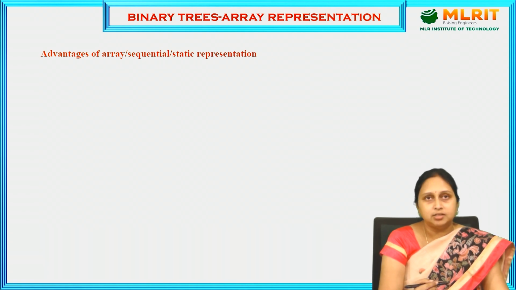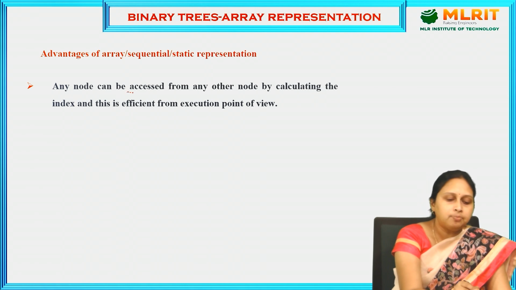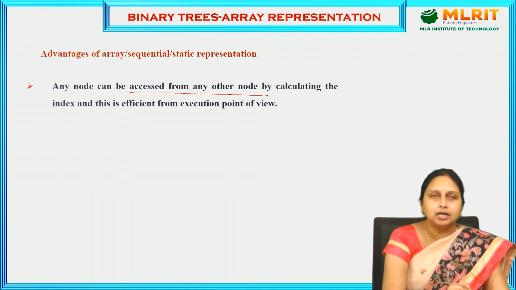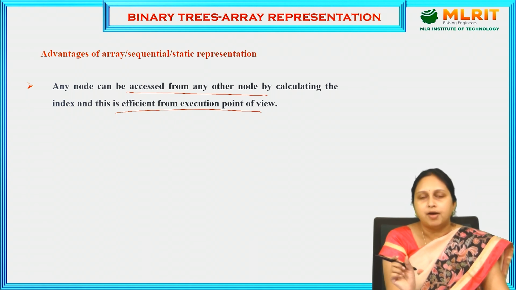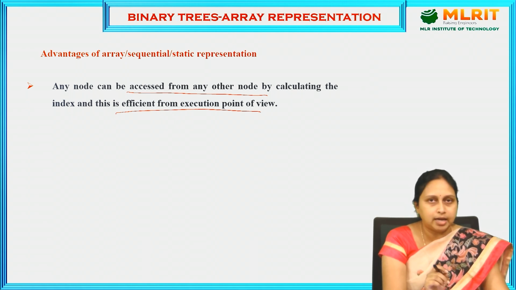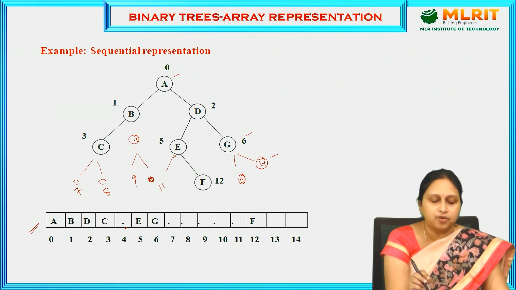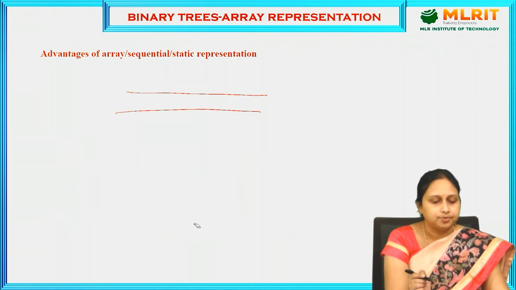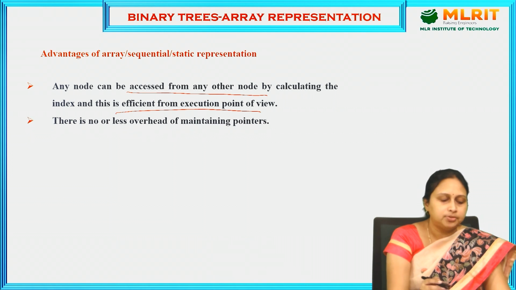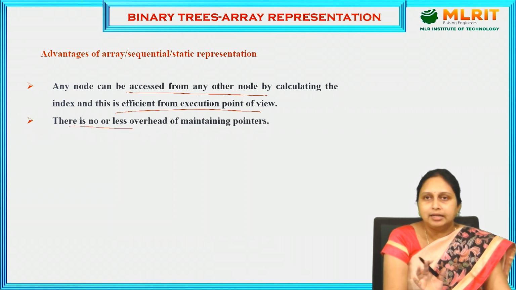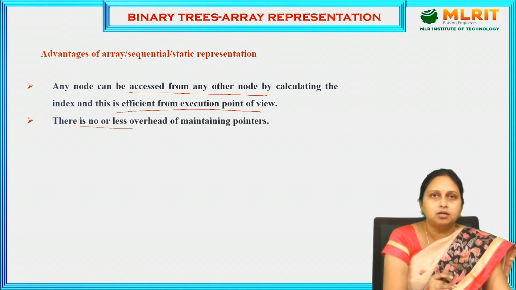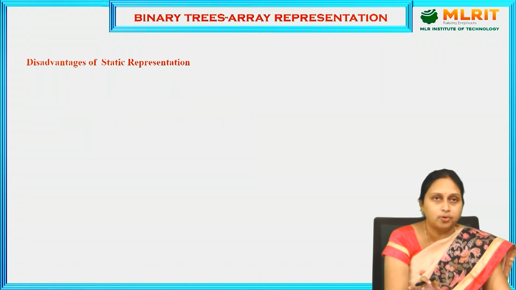Now, what are the advantages of the array or sequential or static representation? Any node can be accessed from any other node by calculating its index, and this is efficient from the execution point of view. Where a particular child is present in the array can be easily identified based on these indexes. There is also less overhead of maintaining pointers. In arrays, we are not using any pointers, because of that there is less overhead.